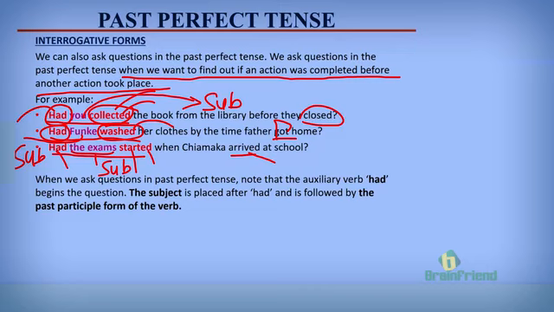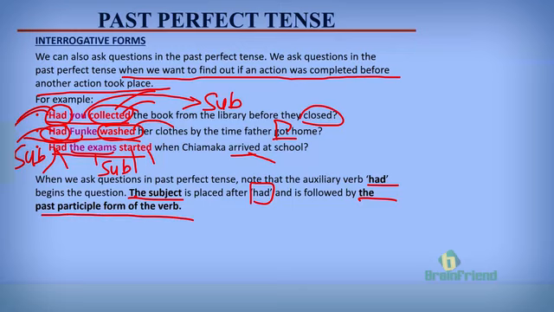Now note that when we ask questions or when we make interrogative sentences in the past perfect tense, we use the auxiliary verb had to begin the question, as we can find on the board. Had, had, had. The auxiliary verb had always begins the question. Now apart from that, the subject is placed after that verb had and is followed by the past participle form of the verb, which is what we have on the board.